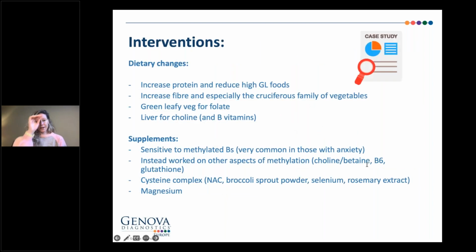So here were my interventions. Now, one of the key tricky things with this particular client is that she was incredibly sensitive to B vitamins. She had already been on a journey of trying to find solutions for her anxiety. She was very well versed in supplements, and she had already tried B vitamins at various different levels, liquid as well as capsules, and she always felt incredibly anxious after taking them.